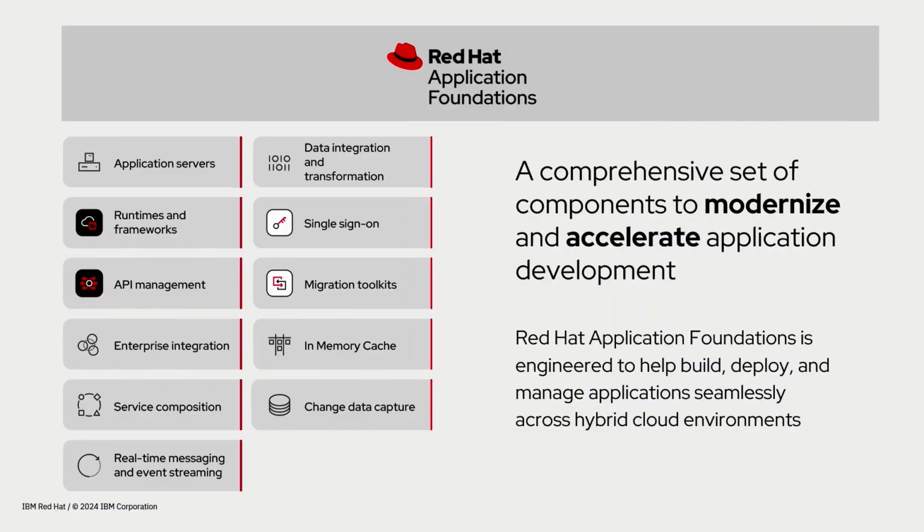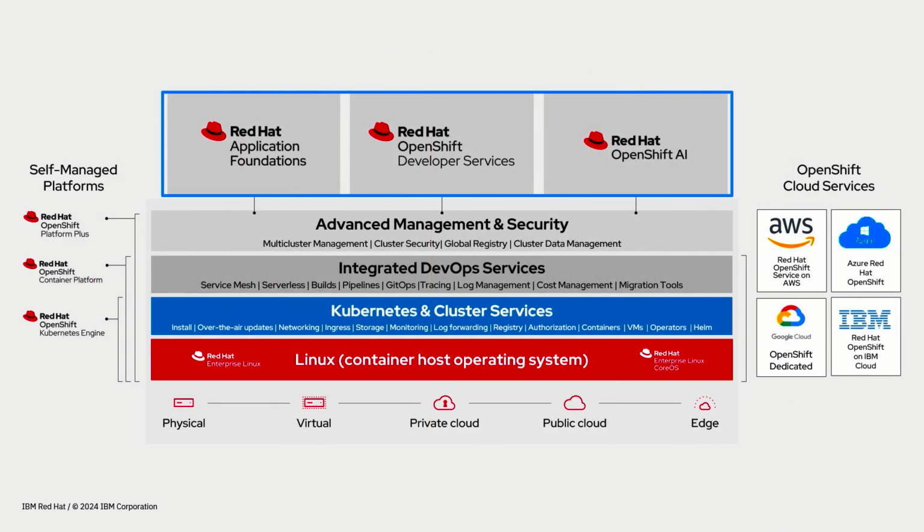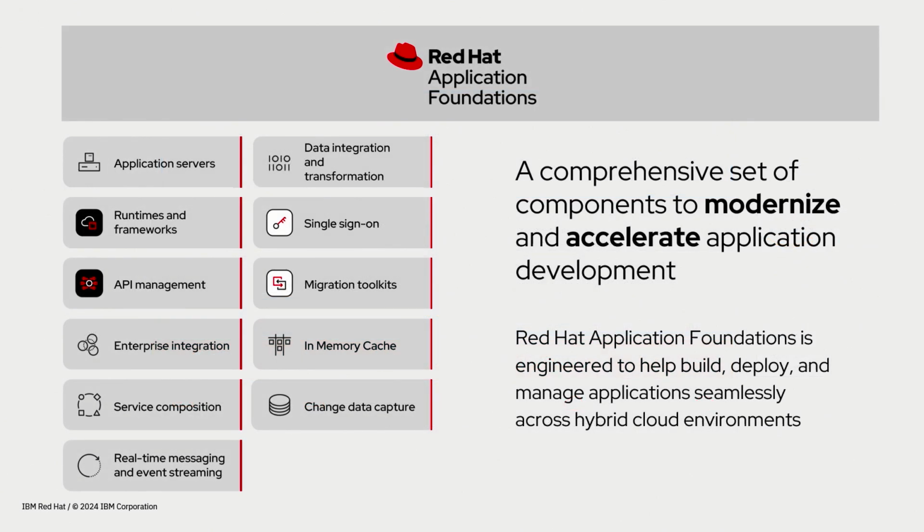We have here OpenShift, that is the basic infrastructure. What do we put on top? Three things: application foundations, developer services, and OpenShift AI. Those three lines, we are going to go through first, that is the previous box. Application foundations, the first box, is a comprehensive set of components to modernize and accelerate application development.